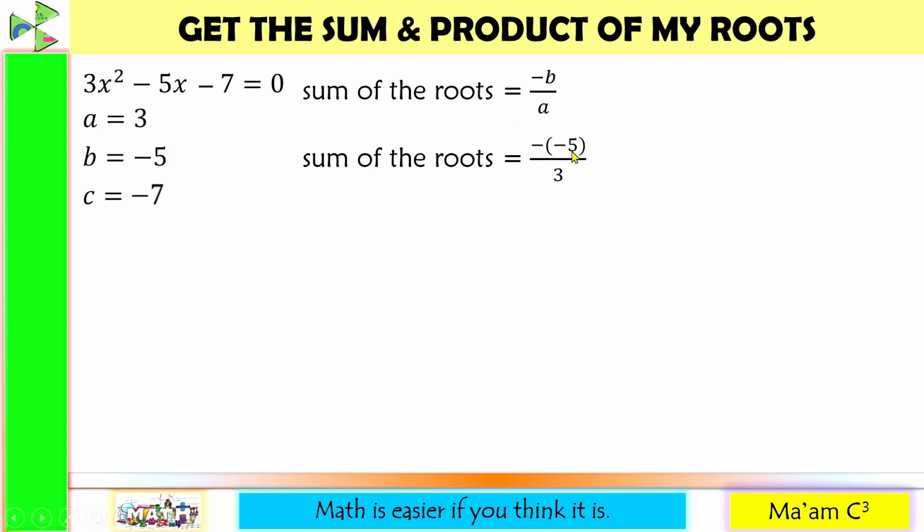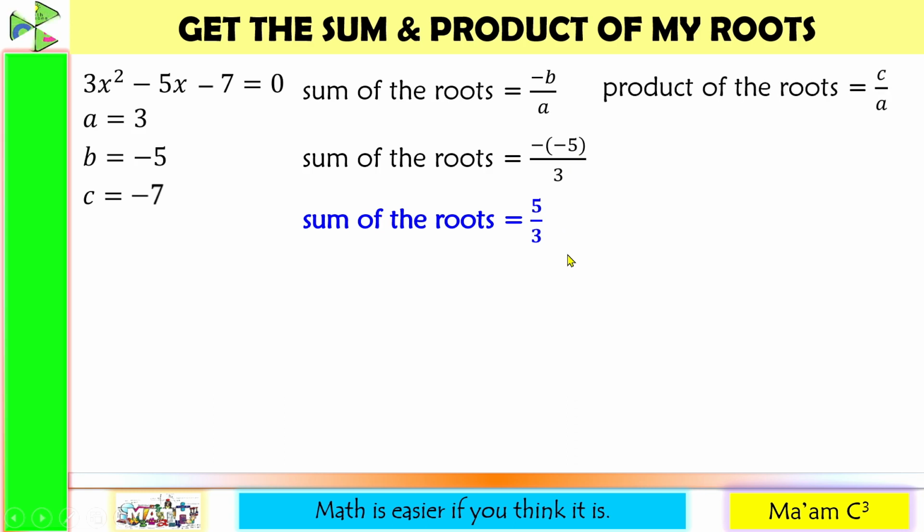Negative of negative 5 is positive 5 all over 3. This is the sum of the roots. Now, for the product of the roots, we have discovered earlier that the formula is C over A. So the product of the roots will be C, which is negative 7, divided by the A, which is 3.